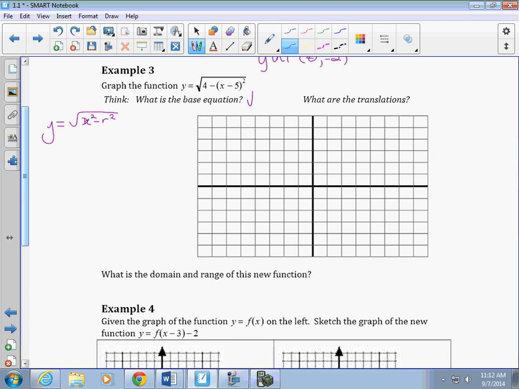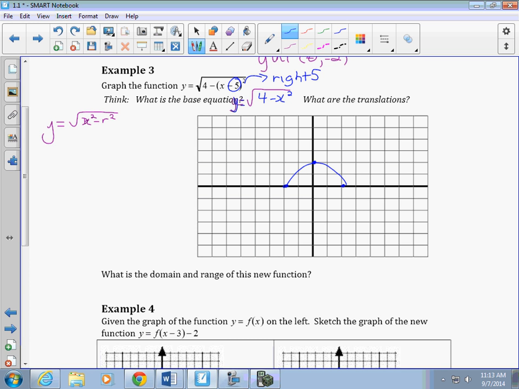So my base equation would be y is equal to the square root of 4 minus x squared. So my translation on this one is then that negative 5 here, which means I'm going to go right 5. So for my base equation, if it's 4 minus x squared, square root of 4 is 2, so that means I would only be going 2 away from the origin for each one of these. So this would be the base.